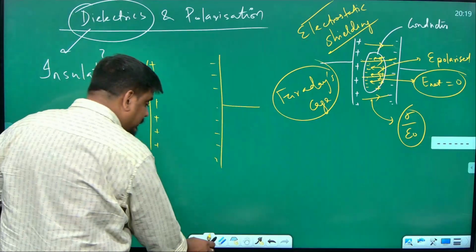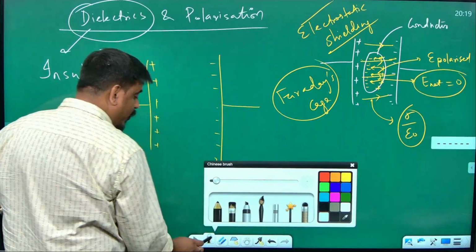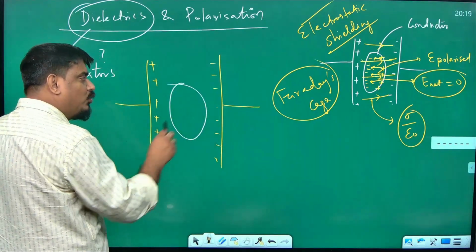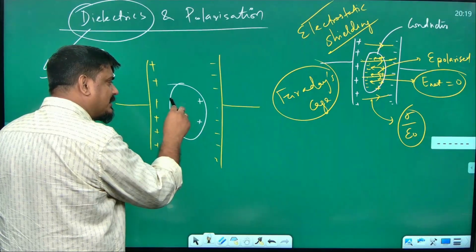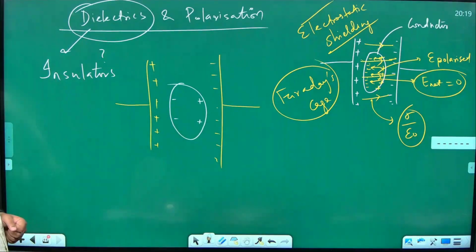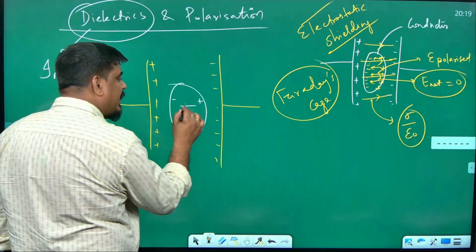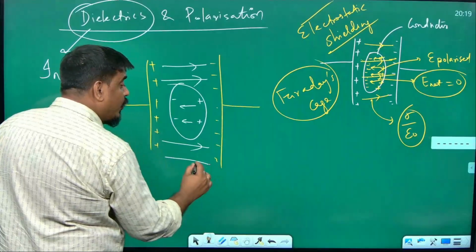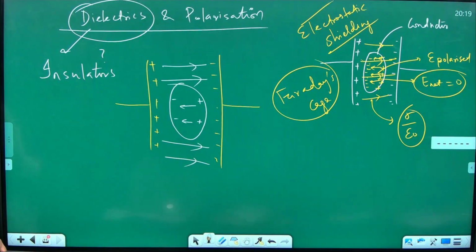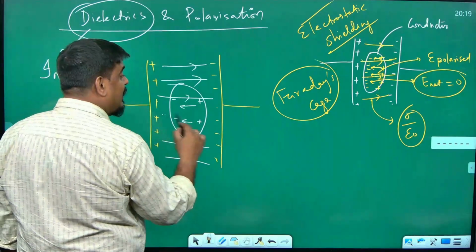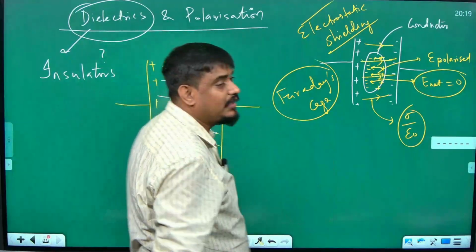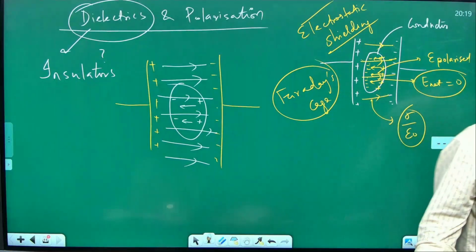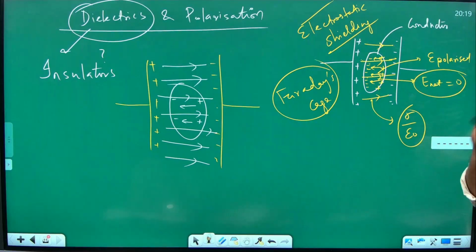Now since a little are there, if I keep the insulator here, those few charged particles will move like this, am I right? And they are going to create an electric field in the opposite direction. But this electric field will not be strong enough to cancel the applied electric field. The polarized electric field in the case of a conductor was strong enough to cancel the applied electric field.